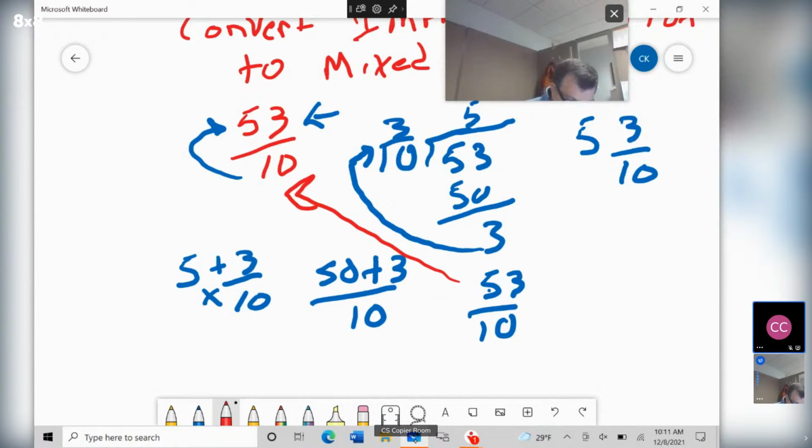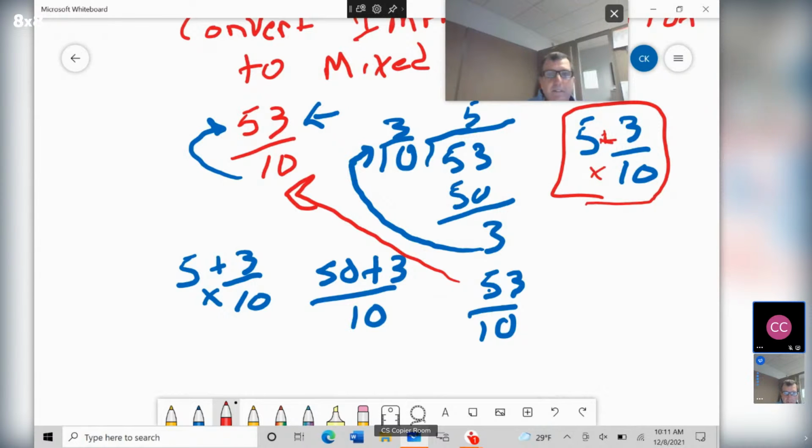And if we got the starting as 5 and 3 tenths, and it asks you to convert that to an improper fraction, remember, we're going to multiply the denominator times the whole number and add it to the numerator. So it's just kind of reversing. It's the exact same number. 53 over 10 is equal to 5 and 3 tenths. Those are the exact same fraction. One is written as an improper fraction, and one is written as a mixed number.